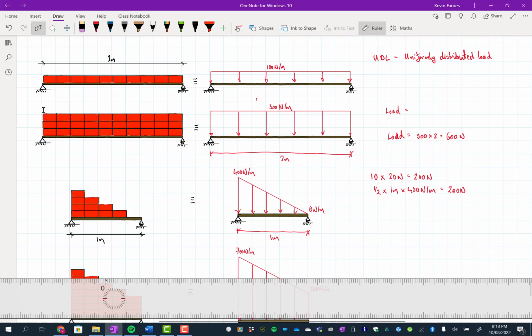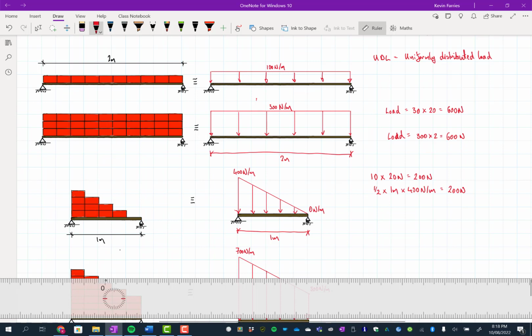We've got 1, 2, 3, 4, 5, 6, 7, 8, 9, 10 long, that makes sense. So we've got 10 bricks along the way, 3 bricks high, so we've got 30 bricks all together. Each of them weighs 20 newtons. 30 times 20 is 600 newtons.